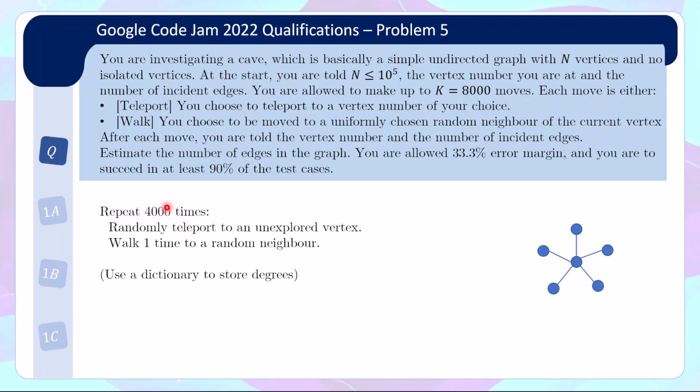So I'm going to repeat 4,000 times this teleport plus walk approach, where each cycle basically gives me a sample of 2 vertices. When I teleport, I'm going to choose an unexplored vertex just to maximize my chances of seeing something new. But then after you walk, you might hit a vertex that you explored before. So I'm going to use a dictionary to store the degrees to make sure I don't repeat vertices that I've seen before.